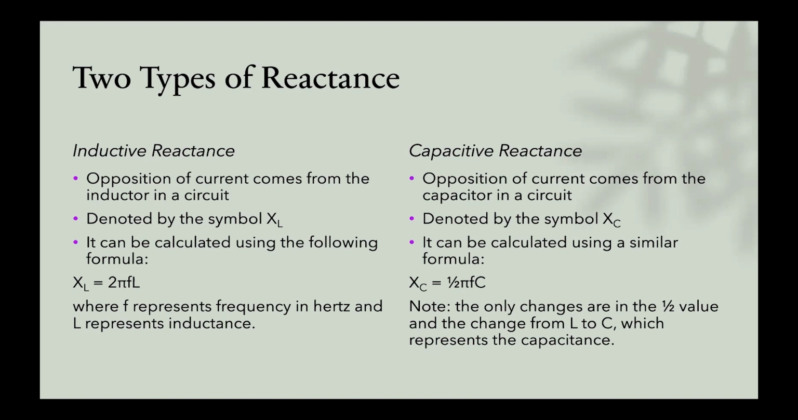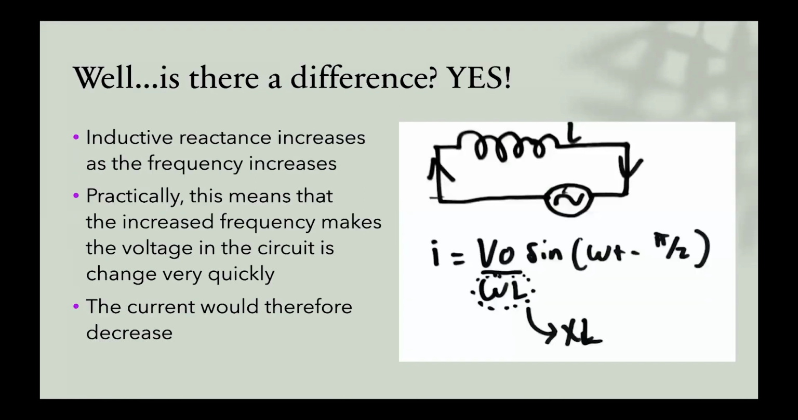capacitor, respectively. Inductive reactance is denoted by the symbol XL and can be calculated using the formula 2 pi times F L, where F represents frequency and L represents the inductance. And similarly, capacitive reactance is denoted by the symbol Xc, and can be calculated using a very similar formula. Just note the only two changes are the half value and the change from L to C, which in this case represents the capacitance. Now, is there any difference between these two types of reactance?